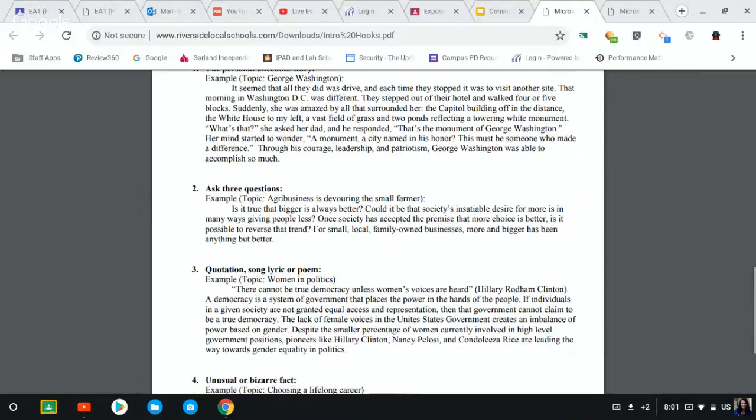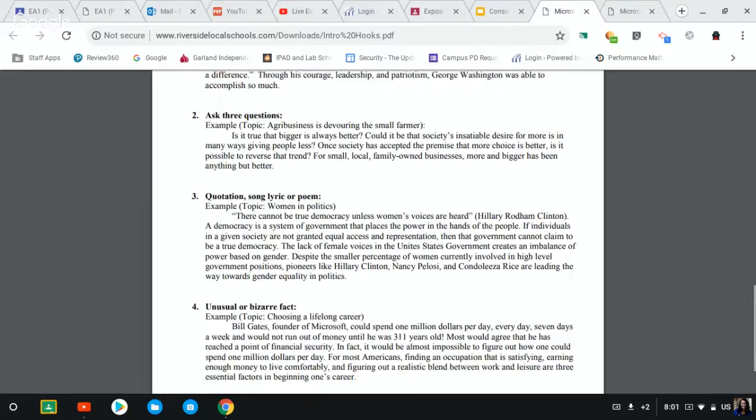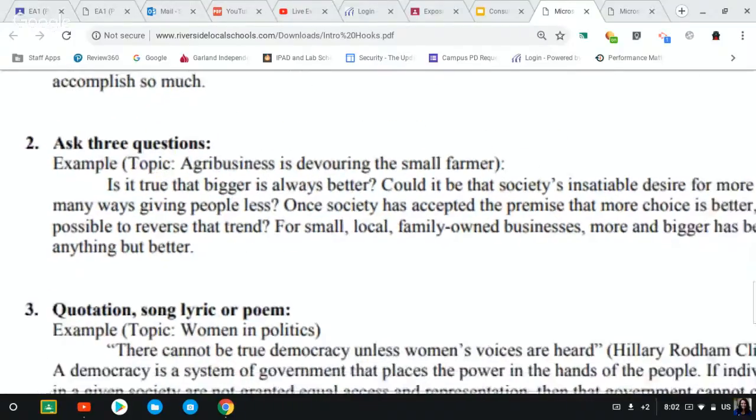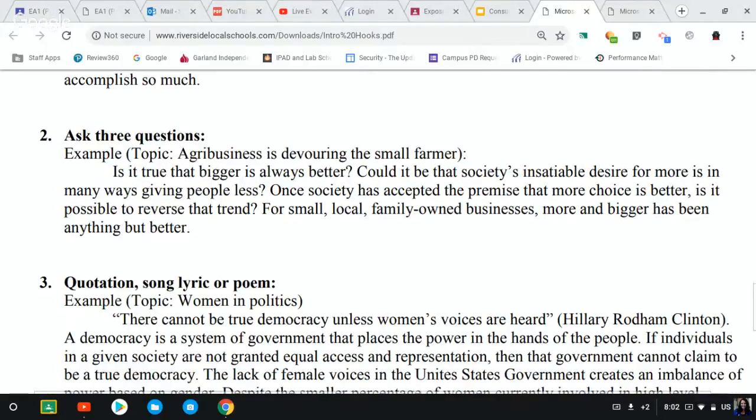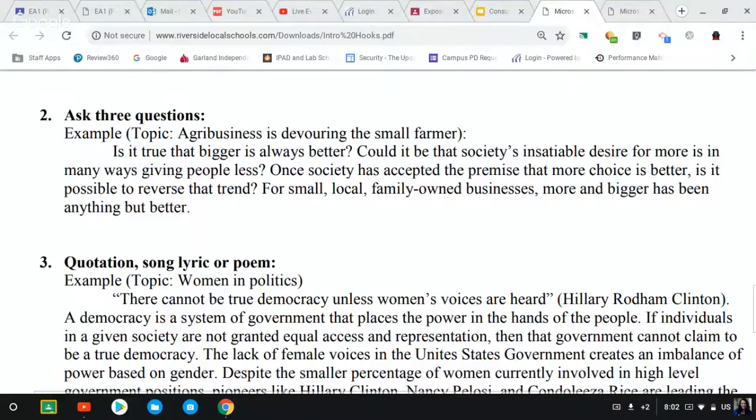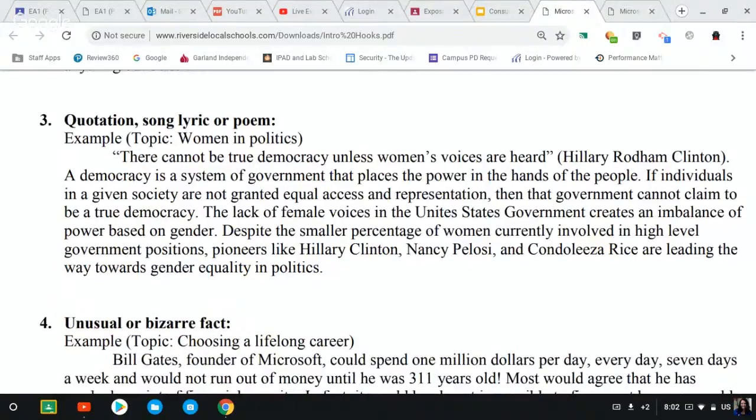Another thing you can do is to ask a question. And if you ask a question, I do think it is one of the weakest, but one way I've seen it done well, if we're going to do it, is to ask 3 questions in a row. It seems that repetition increases the effectiveness of that hook. You could also give a quote. There cannot be true democracy unless women's voices are heard, and then say who it's from.